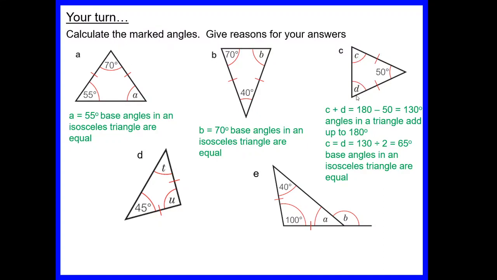So we need to share those equally by dividing by 2. So C and D are both 65 degrees each. And the rule we use with base angles in an isosceles triangle are equal.